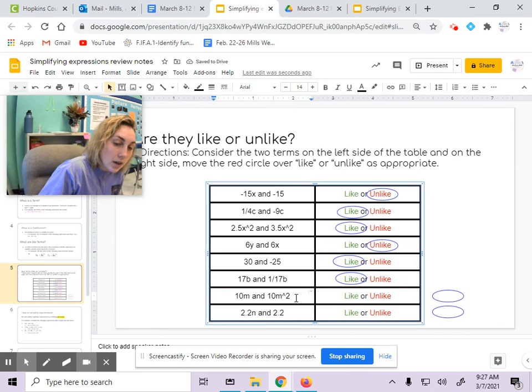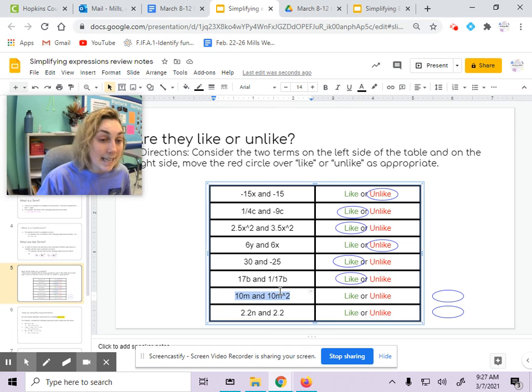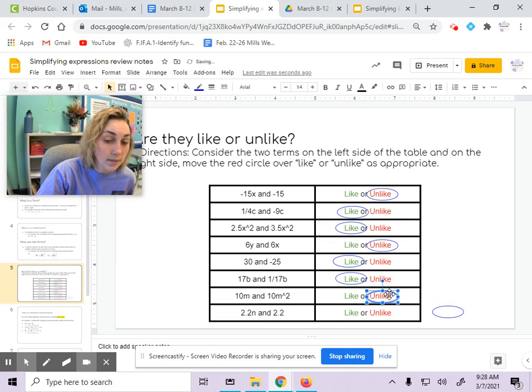All right, our next one, we have 10m and 10m squared. They do have the same variable, that is correct, but they do not have the same exponent. This one is to the first power, this one's to the second power. So since they do not have the same exponent, they are unlike terms. You could not combine them, even though they have the same variable, because they don't have the same exponent.